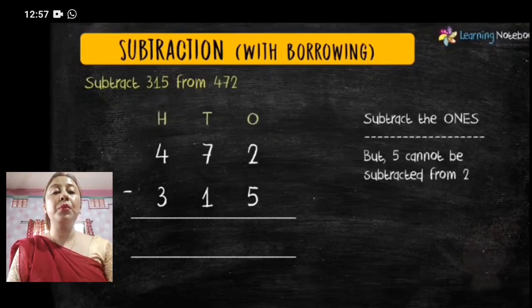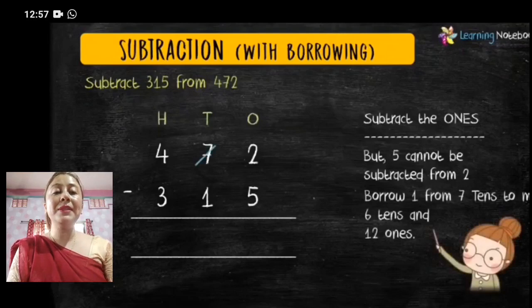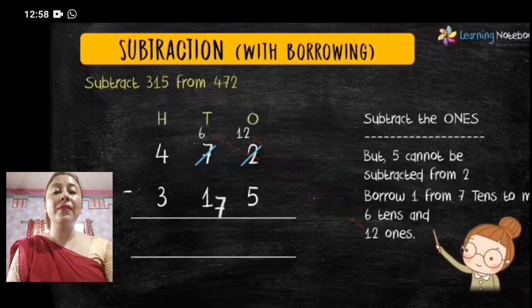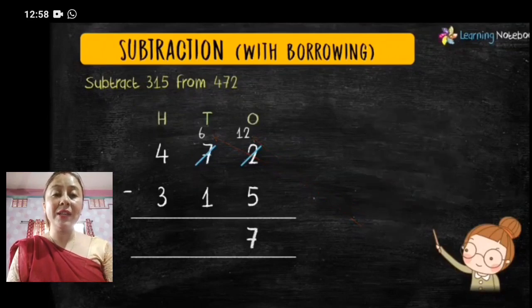You can borrow 1 from 7, and you will make it 6. 7 minus 1 is 6. And you will make 12 in place of 2. Okay. So 2 will be 12. So you will subtract now 5 from 12. That is 12 minus 5 is 7.